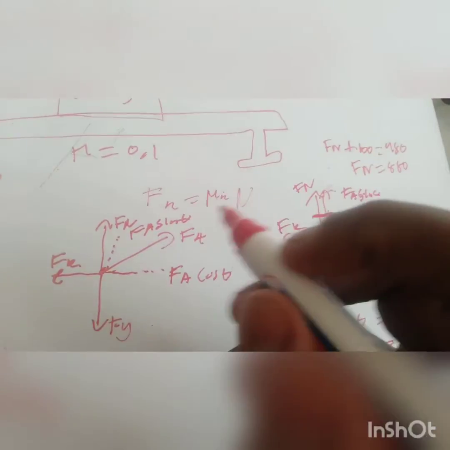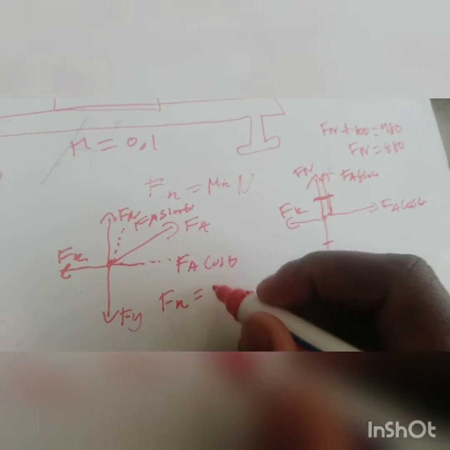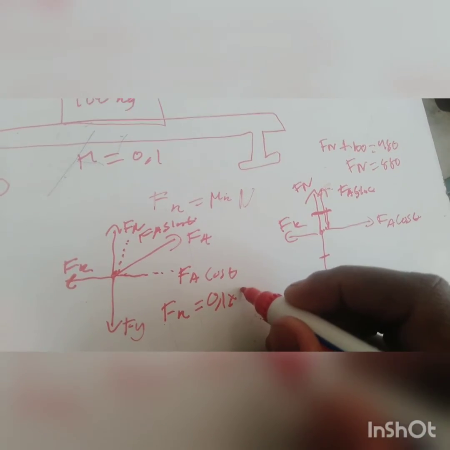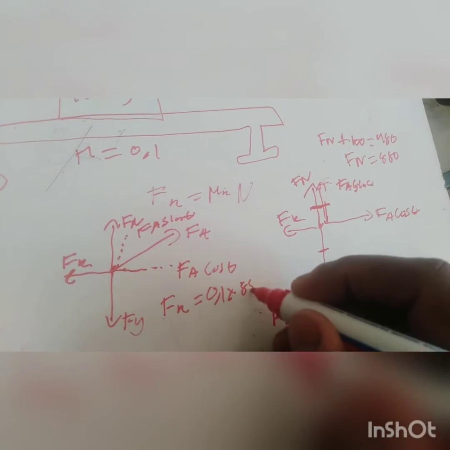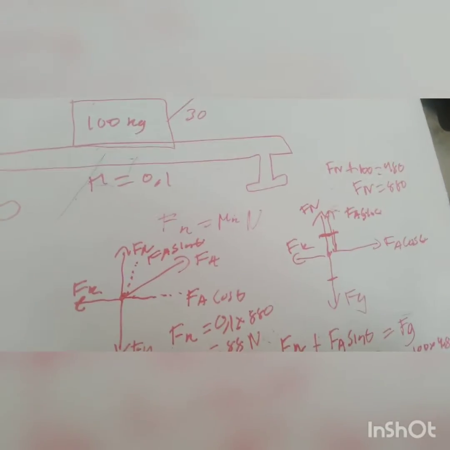So Fk equals mu Kn, right? So Fk is equal to our coefficient of friction, which is 0.1, times our normal force, which is 880. And anything times 0.1 is the same as dividing by 10. So this is the answer. But of course, you can use the calculator.